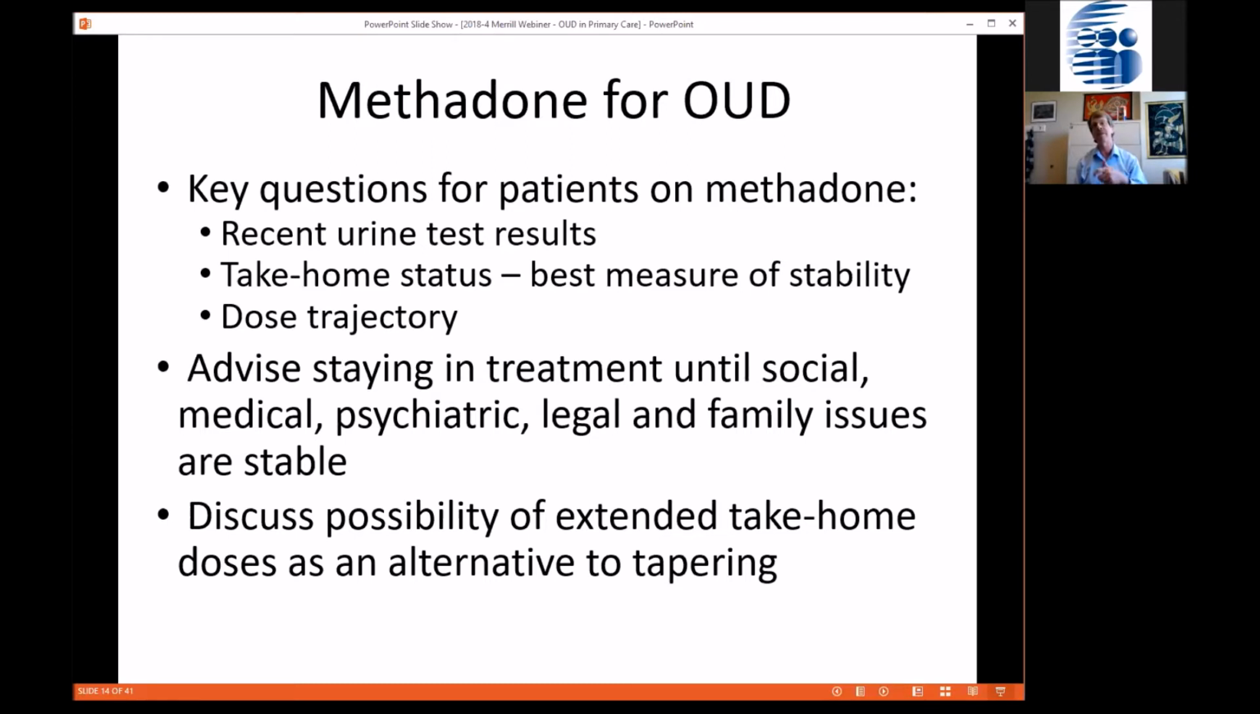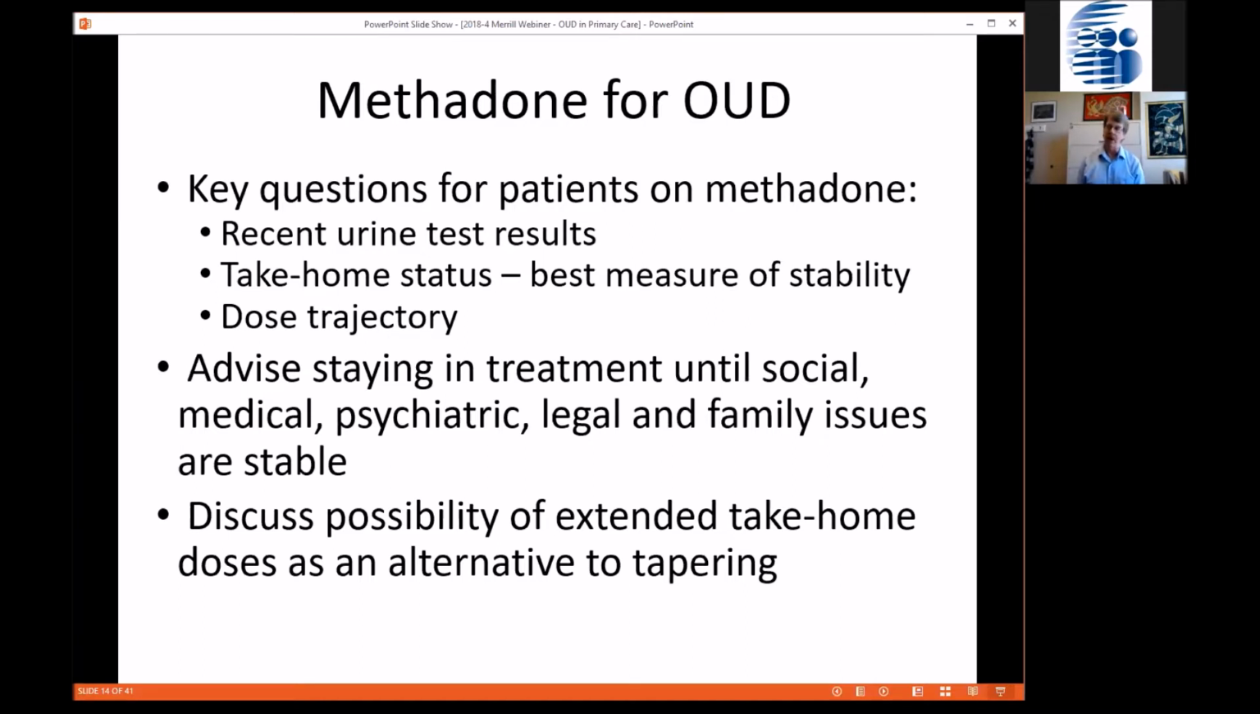So you can ask patients, how are you doing in treatment? What have your recent urine test results been? How many take-home doses do you have? That's probably the best measure of their stability in treatment. They don't get take-home doses if they're using other drugs, or if they're using opioids, or if their dose is unstable, or if they're not going to counseling. So that's a really good question to ask.